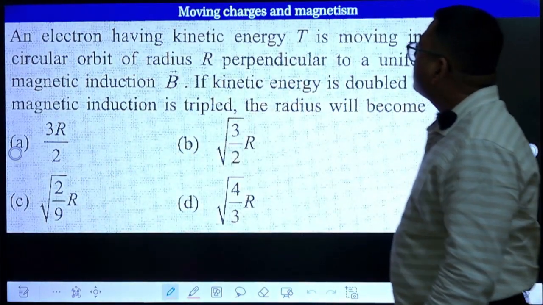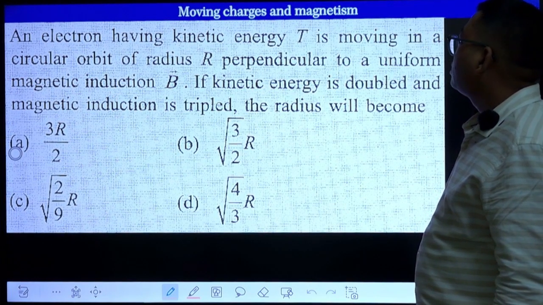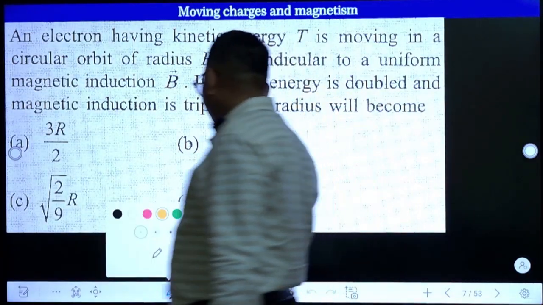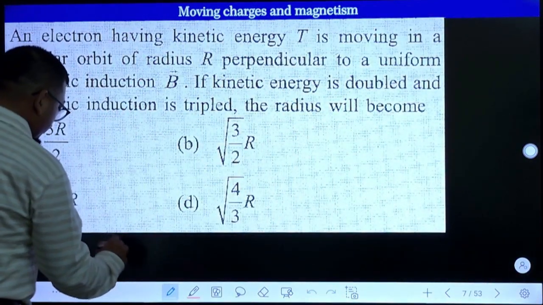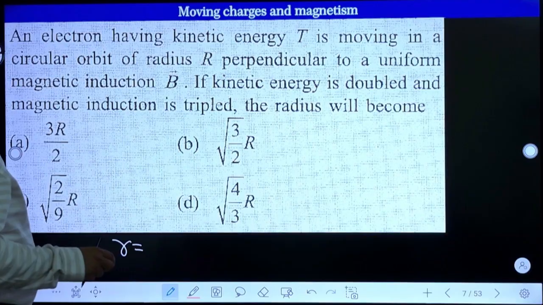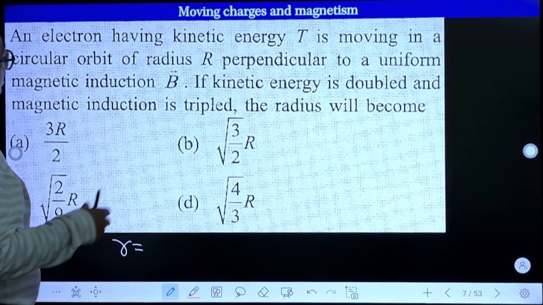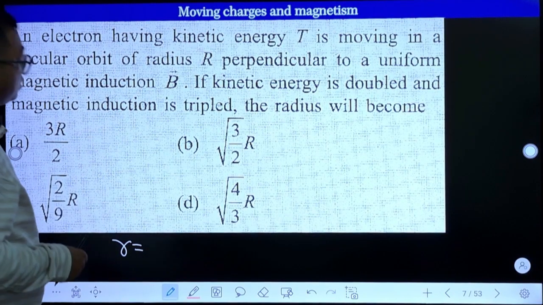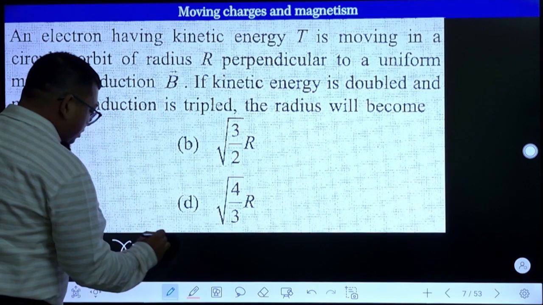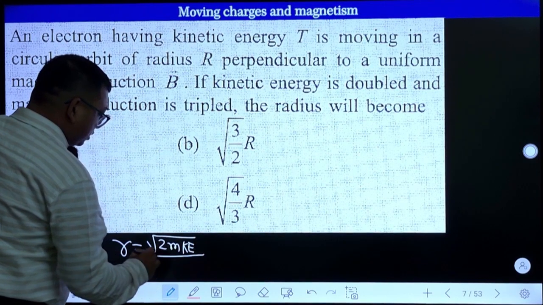An electron having kinetic energy T is moving in a circular orbit of radius r perpendicular to a uniform magnetic field. Kinetic energy is doubled and magnetic field is tripled, what will the radius be? So let us write the formula for radius, direct question. Radius is mv by qB, we know it is momentum. Radius depends on momentum by qB, and momentum in terms of kinetic energy is root of 2 times mass into kinetic energy, divided by qB.